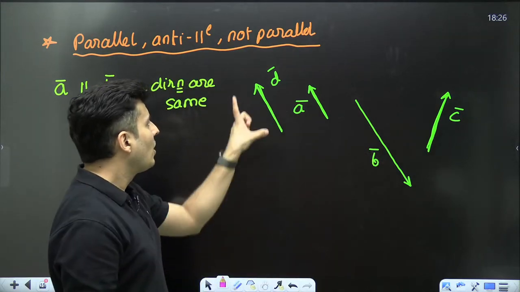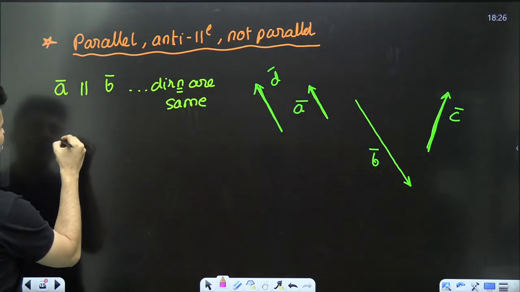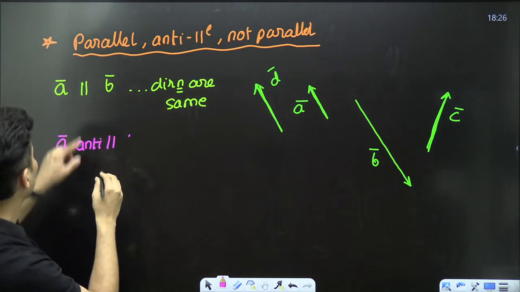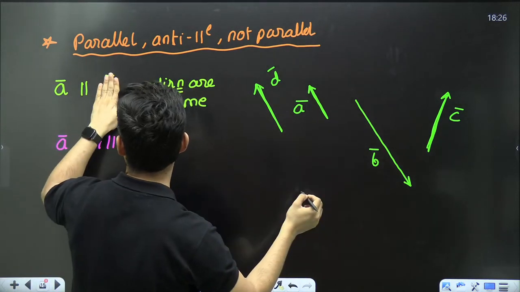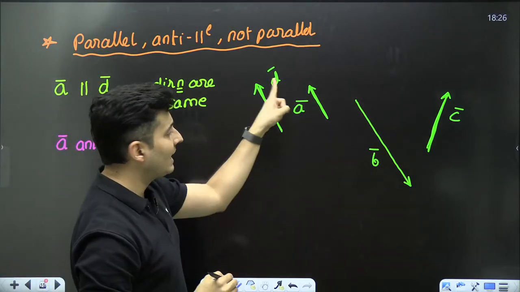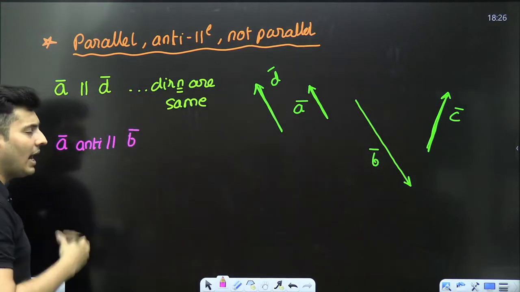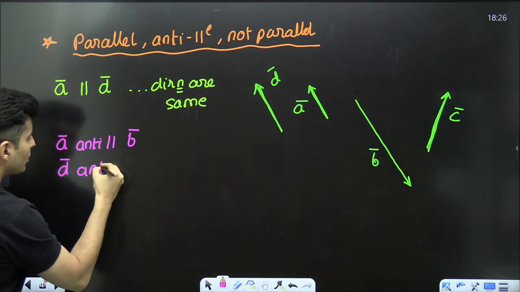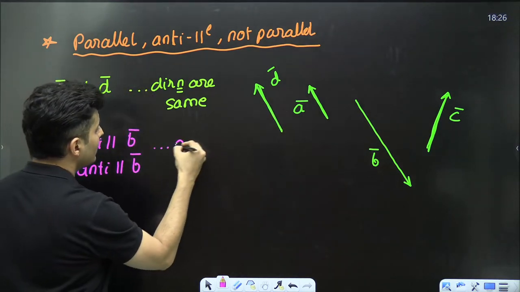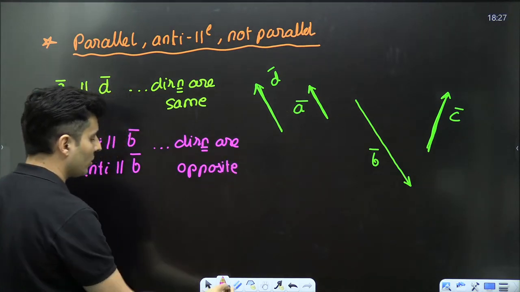But my dear warriors, if you notice A vector and B vector, or D vector and B vector, directions are exactly opposite. So they are anti-parallel. Oh sorry, why did I say A vector parallel to B vector? My bad guys, this was supposed to be D vector, not B. A vector and D vector are parallel to each other. A vector and B vector are anti-parallel to each other. Same way, even D vector is also anti-parallel to B vector because the directions are opposite.